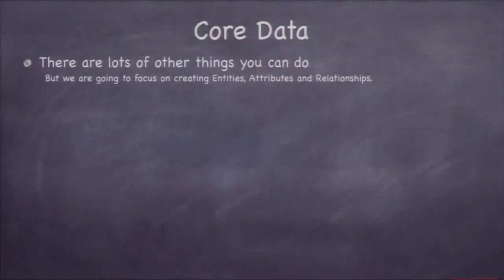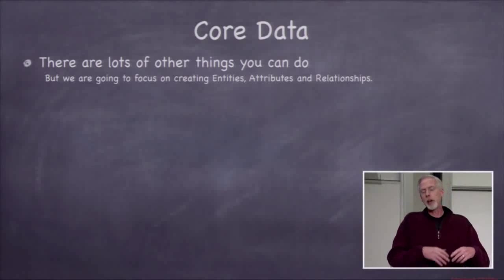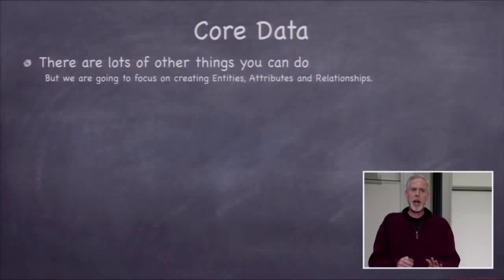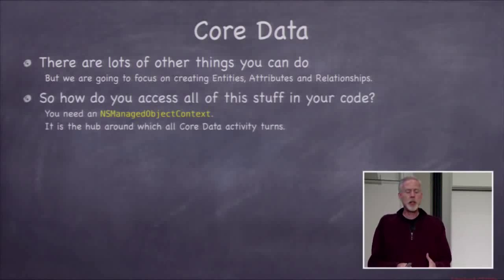So that's basically how we build this map between objects and the database. Okay? So there's a lot of things you can do once you have this map. We're going to focus on creating entities, attributes, and relationships, and then setting their attributes, and then querying for them and things like that. But there's a lot of other things you can do in Core Data. I'll mention some of them at the end, and you can go read up on it if you want to do more sophisticated database-y things. So how do we access all of this stuff?